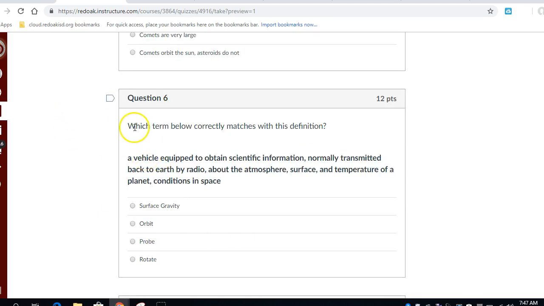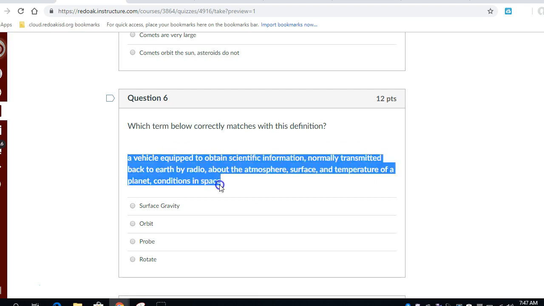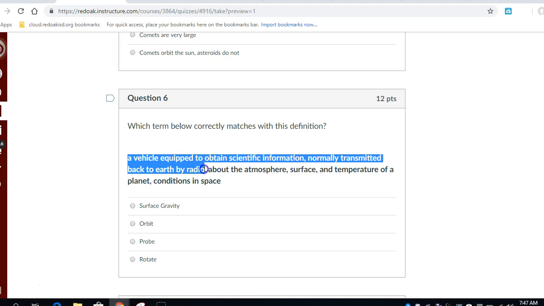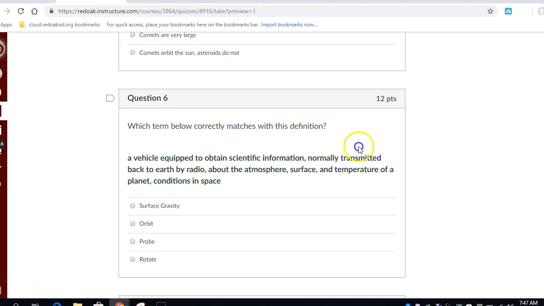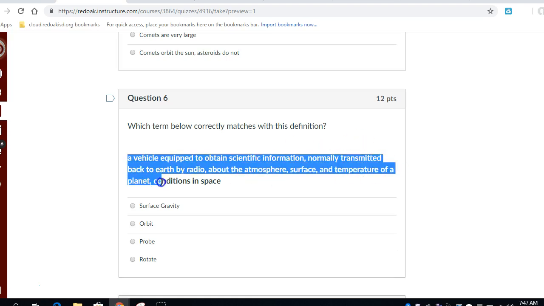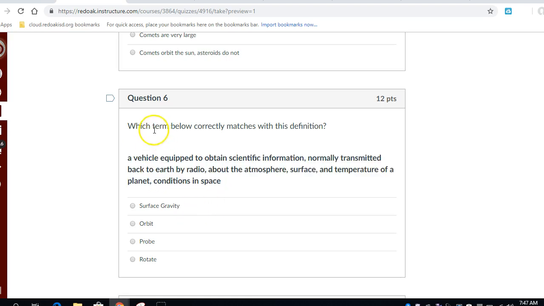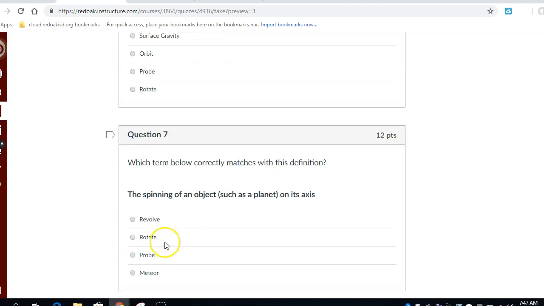Question six. Which term below correctly matches this definition? A vehicle equipped to obtain scientific information, normally transmitted back to Earth by radio, about the atmosphere, surface, and temperature of a planet or conditions in outer space. So which one of these words means this? Is it surface gravity, orbit, probe, or rotate?